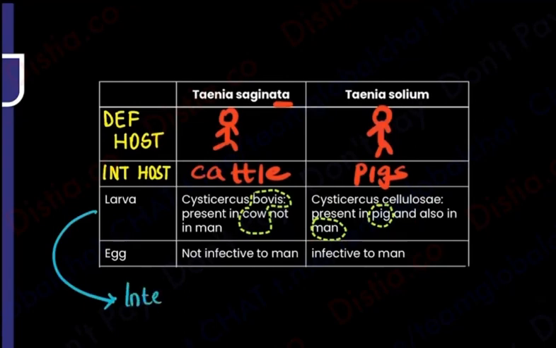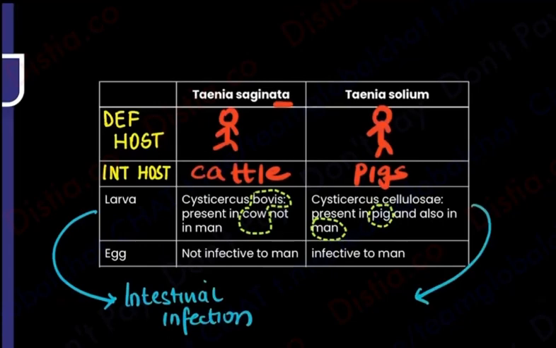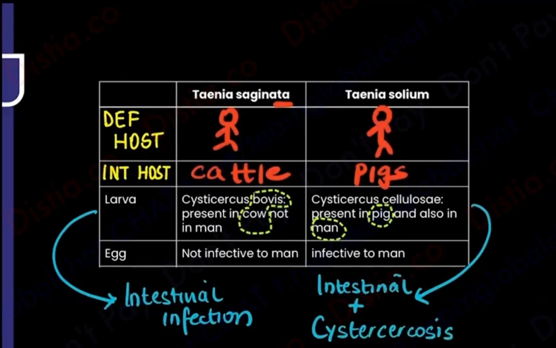It only causes intestinal infection. It is only going to cause intestinal infection. But Taenia solium causes everything. So not only will it cause an intestinal infection, but it will also cause cysticercosis. Guys, I'm sure you've heard of neurocysticercosis. So basically other organ involvements are also occurring.